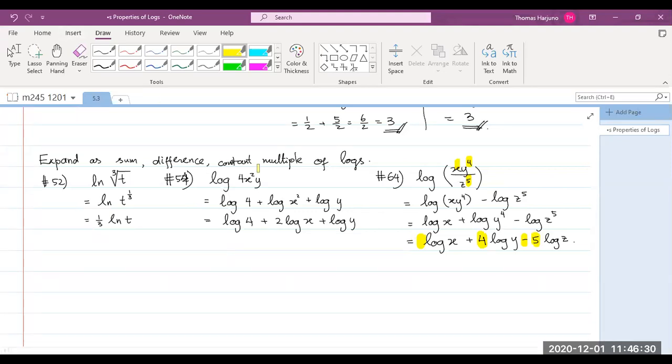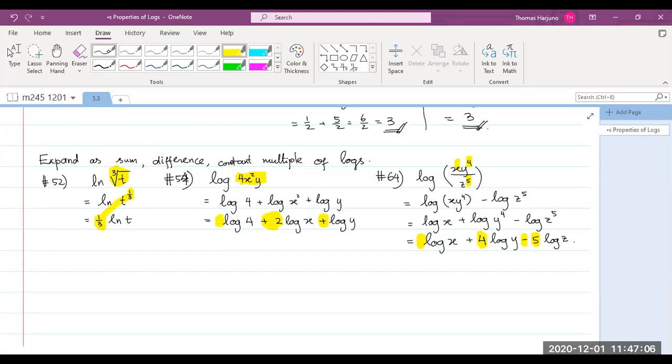Now, notice that it is actually quite consistent here. Notice that this 4x squared times y is all over 1, right? So it's on the numerator actually. That's why the coefficients are all positive. And we have plus 2 here because we have x squared there. Now, cube root is basically to the power of 1/3. Now notice that that 1/3 then moved to the front as the coefficient.